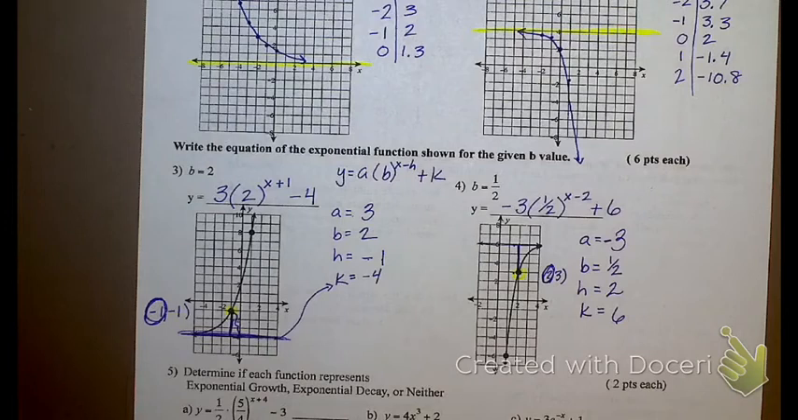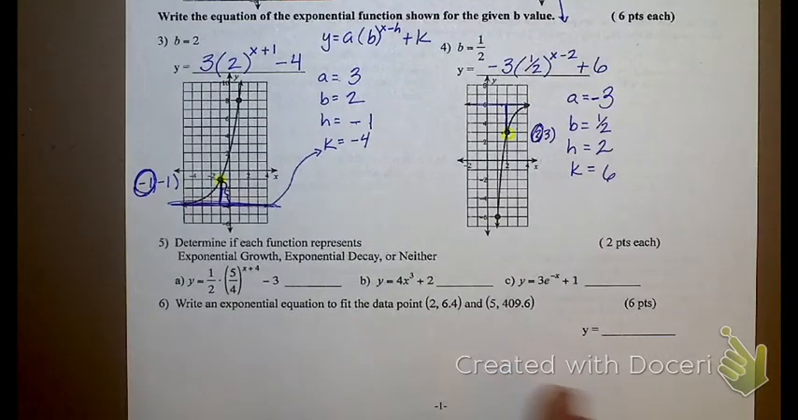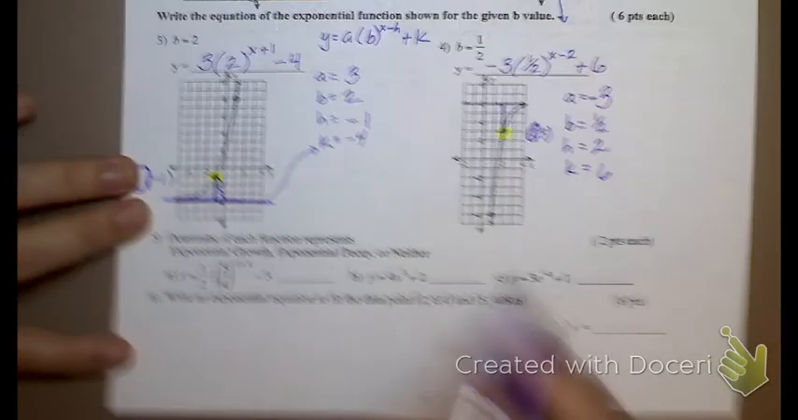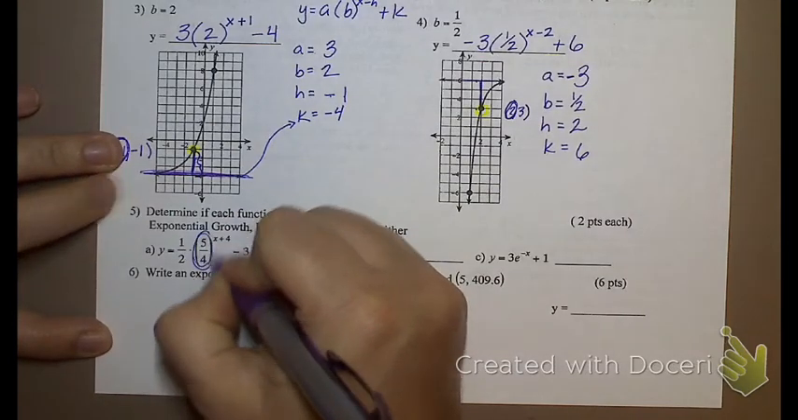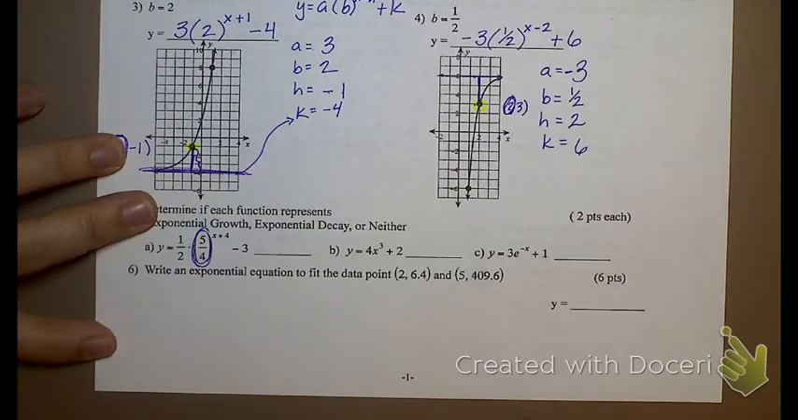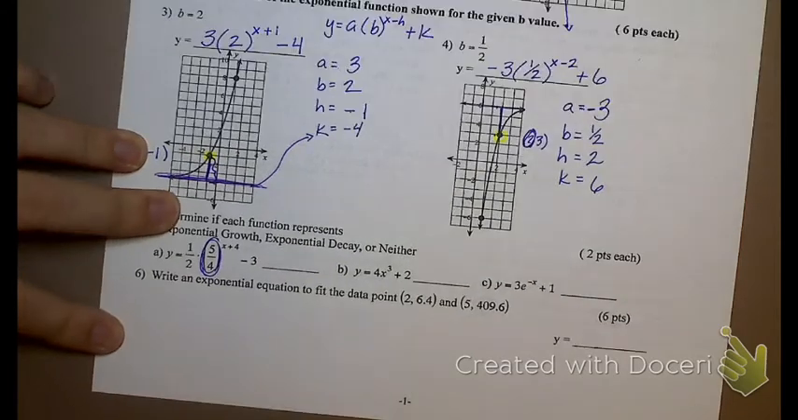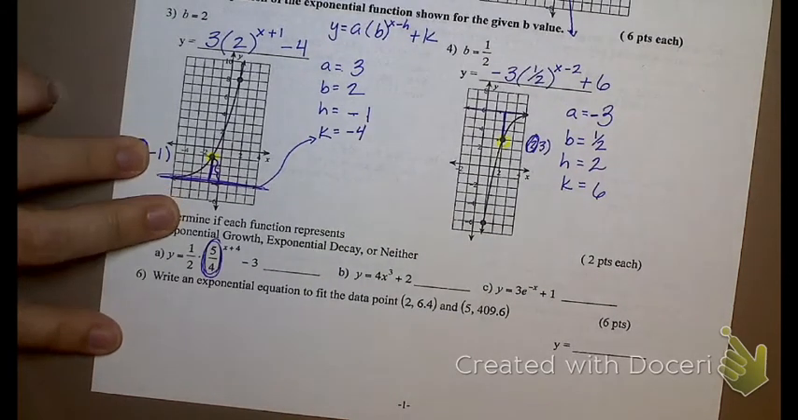Okay. All right, number 5 messed up, people. I'm kind of proud of that one. Almost everybody missed this one. That B value is 5/4. What do you know about the number 5/4? It's bigger than 1, isn't it?